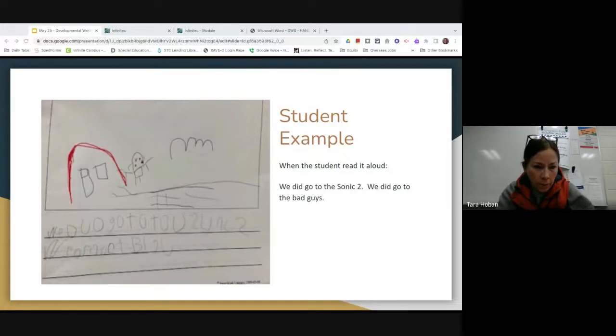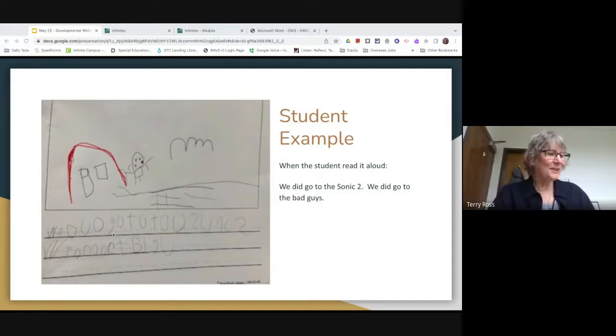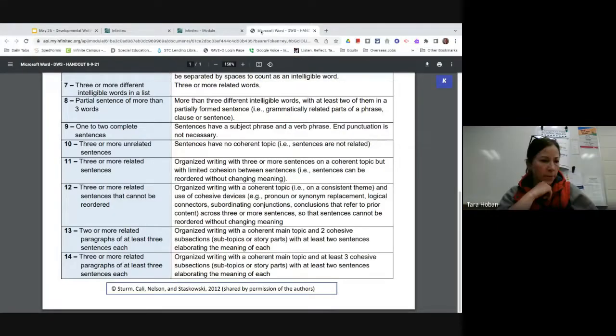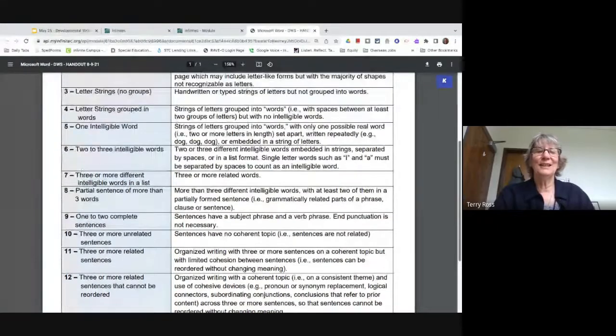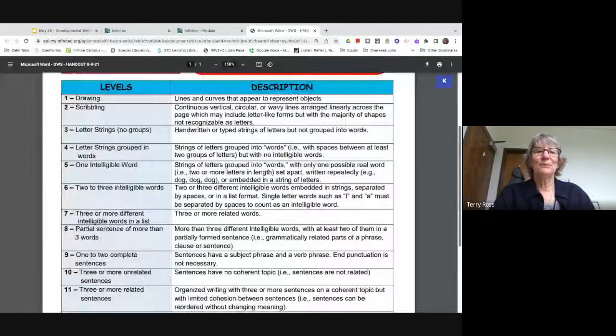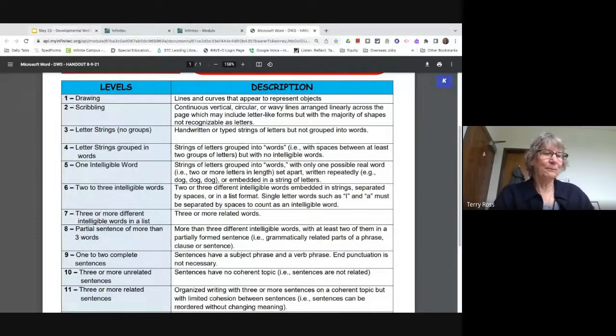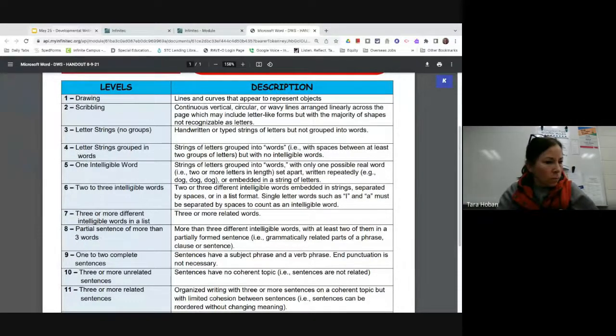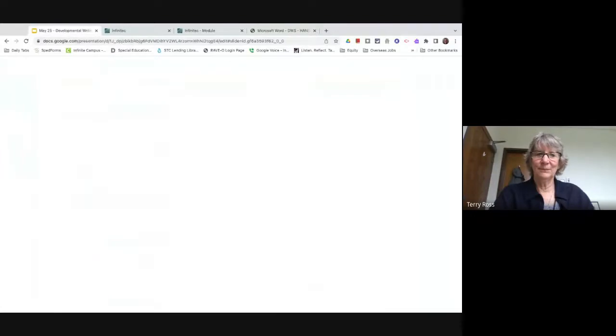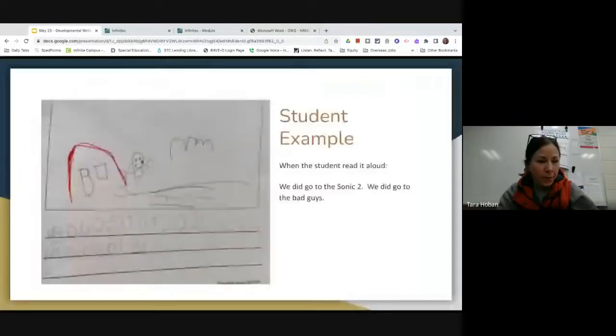I don't see any words though on this one. No, so that's more like the letter strings. Mm-hmm. So more at the 3, 4 maybe. 3 to 4 level. So stringing of letters into what they think are words, but not really any spaces, I don't think. Mm-hmm.